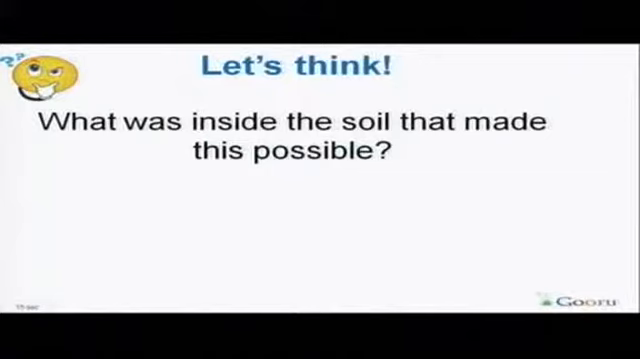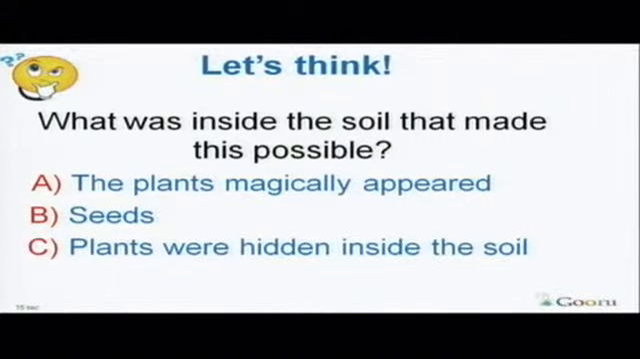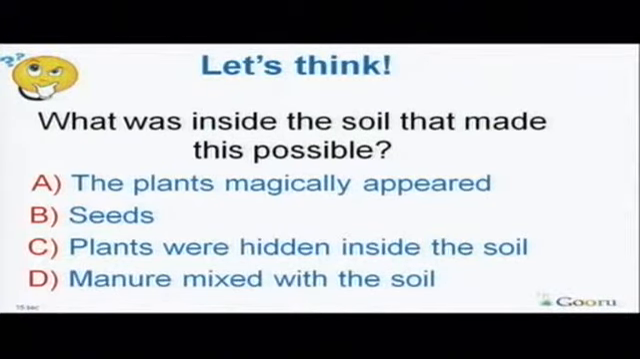And let me make your job easier here. I'm giving you these options. Option A, the plants magically appeared. Option B, seeds were inside the soil. Option C, plants were hidden inside the soil. Or option D, manure mixed with the soil. Well children, I am going to give you 15 seconds and please do not discuss with your partners and of course your class teacher. Just write down on your own, and remember you have to think what was inside the soil. And your 15 seconds starts right away.